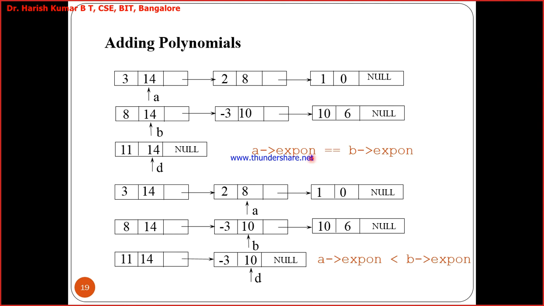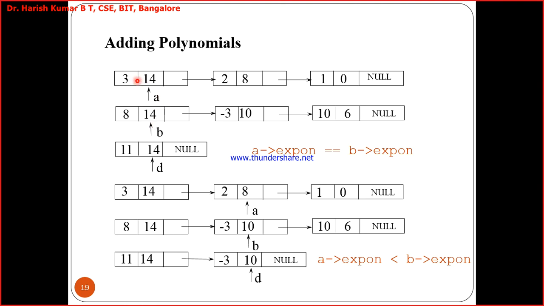If exponents are the same, what do you have to do? You have to add the corresponding coefficients. 3 plus 8, how much is it? 11, and the exponent remains the same. Then you should go for incrementing both a as well as b. If exponents are the same, add the corresponding coefficients and increment a and b.